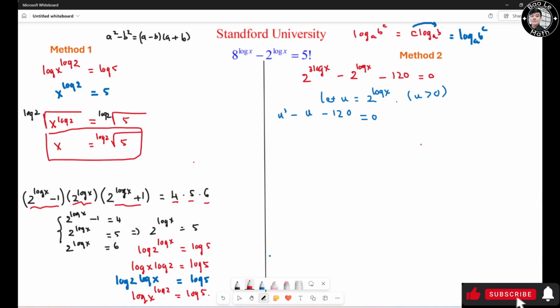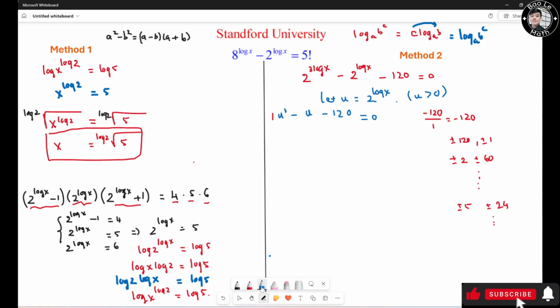Alright, so I'm going to use the rational root theorem to factor this one out. I need to find the factors of negative 120, right? Negative 120 divided by 1 is going to be negative 120. So this is actually plus and minus 120, plus and minus 1, plus and minus 2, plus and minus 60, etc. Plus and minus 5, plus and minus 24, etc. So I'm going to pick 5.